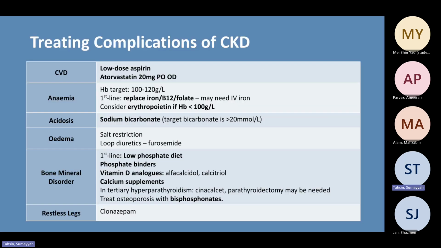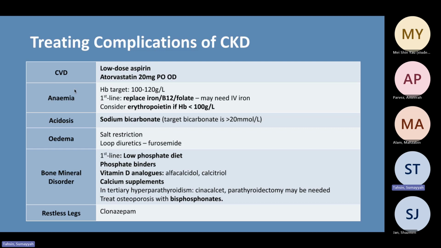Okay, so then treating complications of chronic kidney disease. If we relate this back to the functions of the kidney, because the kidneys control blood pressure, if you have failing kidney function, you might affect the cardiovascular system. So our patients are started on low dose aspirin and then a statin such as atorvastatin, 20 milligrams once nightly orally, and this is to protect their cardiovascular system.